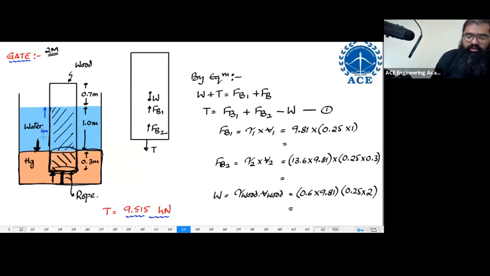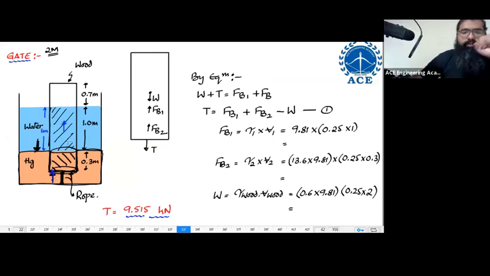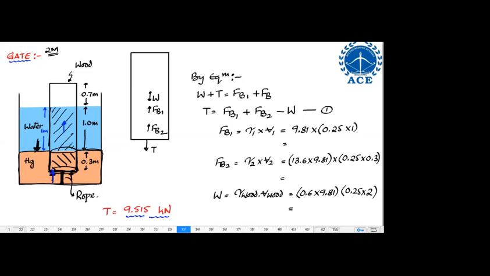How much is this height? 1 meter. The corresponding pressure it is transferring over here. Yes, sir. That is exactly what FB is. Okay.